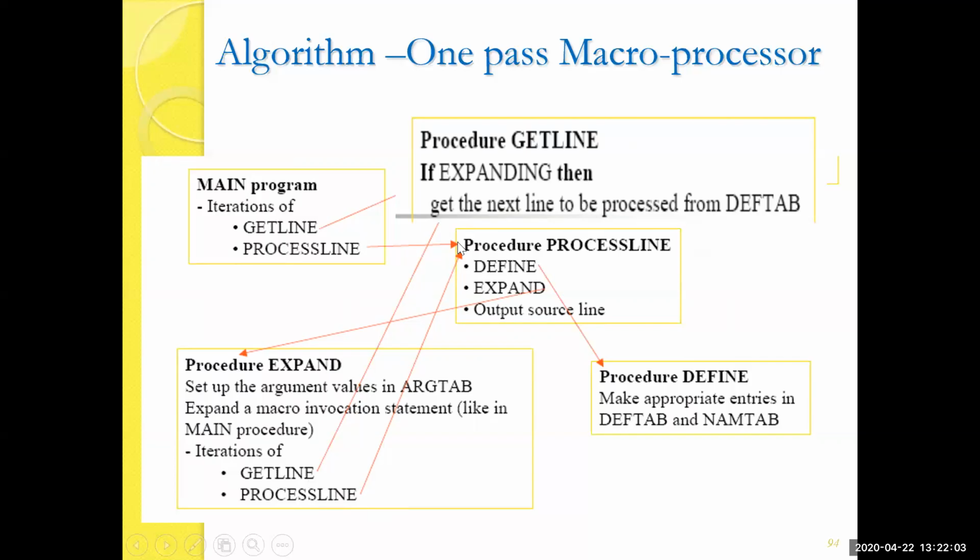At this point, the getLine procedure examines the expanding variable and fetches a line from the definition table if expanding is set to true. The first thing that is done in the expand procedure is to set expanding to true, so that lines will now be read not from the input file but from the definition table. As each line is fetched by the getLine procedure, it substitutes the positional notations with arguments, and statements are generated as a part of the expanded file.